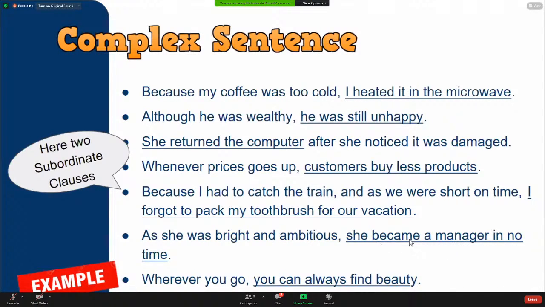It's actually an independent clause. Yes, I understood, but I have some doubt in the sentence. A little bit of confusion also. I mean this example or the entire complex sentence? No, from the example, sir. Which example? This one? The fifth one, because I had to catch the train.